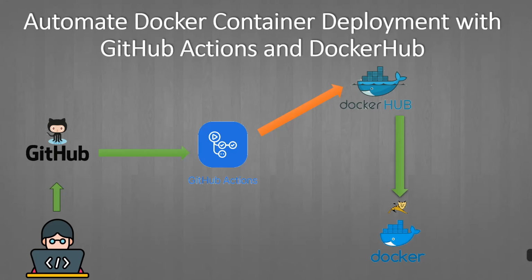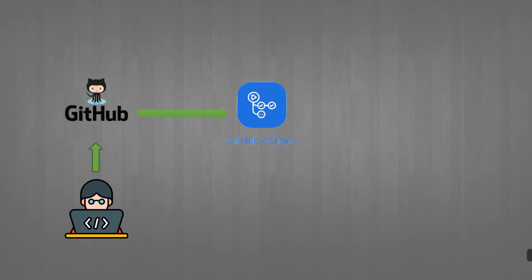So let's see our workflow for this project. Suppose our developer puts the code into GitHub. Then you have set up GitHub Actions, which automatically detects any change in GitHub and starts the build. We will use a Java-based application, and the build tool is Maven. When the build is complete, it will create an image, and that image is pushed to Docker Hub. This is the CI process.